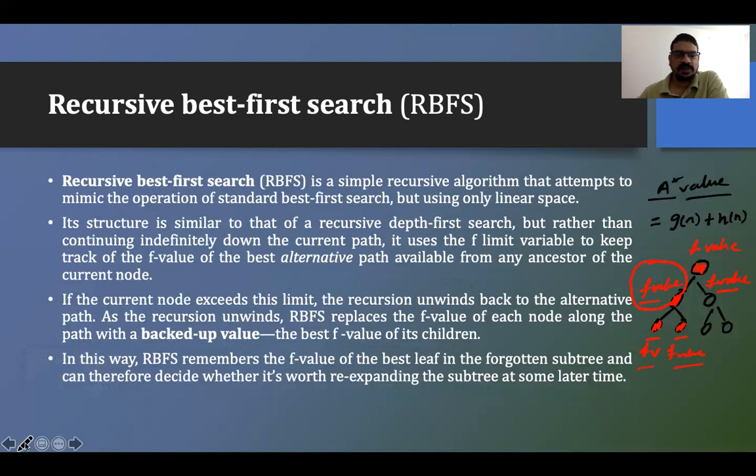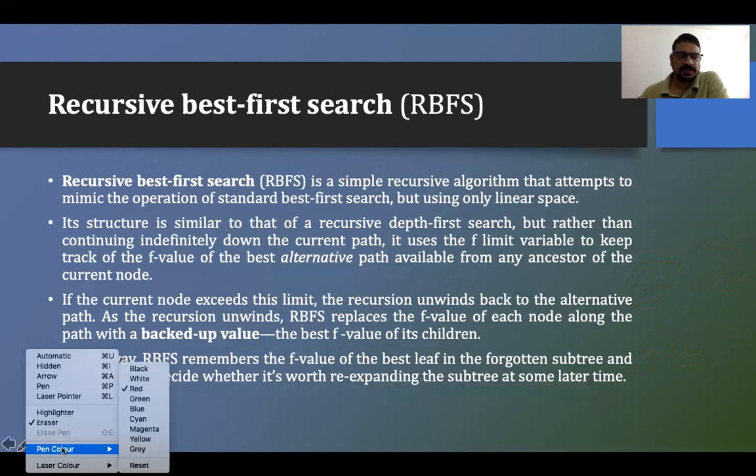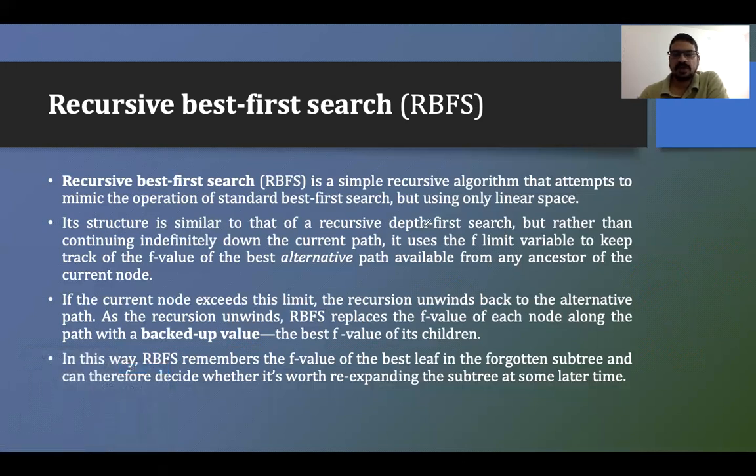So here is what we have understood till now. First of all, recursive best first search is a variation of best first search, but it is a recursive version. Second, it works in a depth first search manner also, because we have to go in one depth, and here we have a variable called f limit.